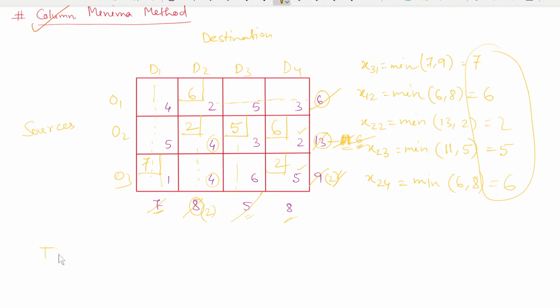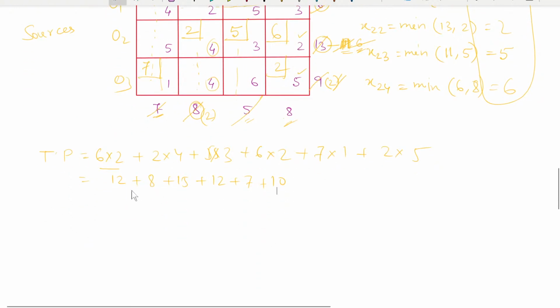Now the transportation cost is equal to 6 into 2 plus 2 into 4 plus 5 into 3 plus 6 into 2 plus 7 into 1 plus 2 into 5. So this is equal to 12 plus 8 plus 15 plus 12 plus 7 plus 10. This is the optimal cost: 12 plus 8 is 20, 35, 47, 54, and this is equal to 64. So this is 64 units.